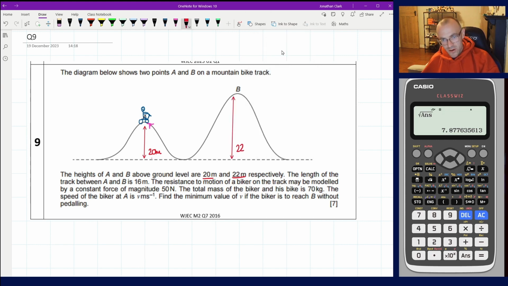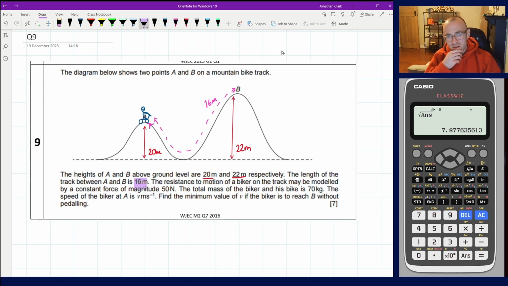So what I'm doing here, I'm immediately thinking about energy and thinking they gave me those heights because that's going to help me calculate GPE. So that's something I've got in my mind. We are also told the length of the track between A and B, that is 16 meters. That is the distance traveled here as he goes along this sort of curved path. That is 16 meters in total.